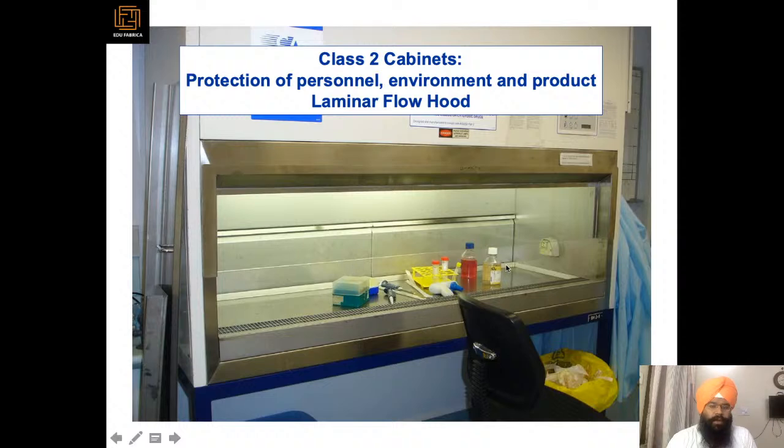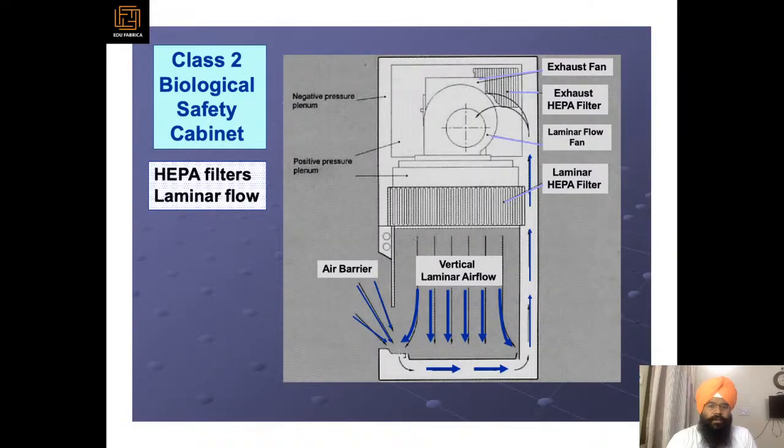Whenever we enter our hands, we have to wear gloves, and wash our hands with 70% ethanol, then start the work with the cell culture. Like this, there's an air barrier which does not let outside air enter, and you have air coming in, going down, and going up. That's how HEPA filter laminar airflow works.